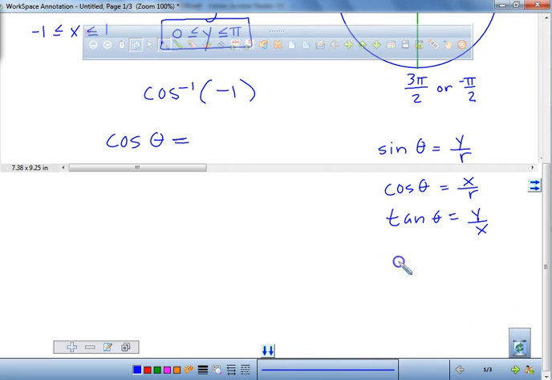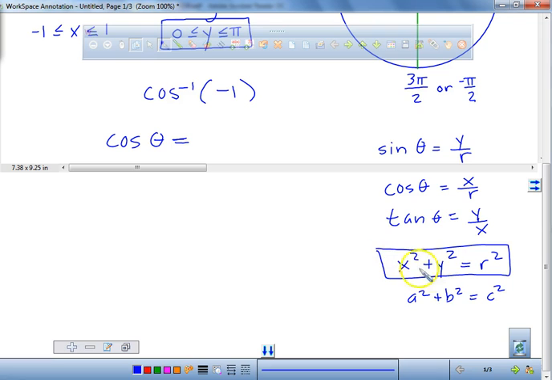Another thing that everybody needs to be aware of is x squared plus y squared will always equal r squared, which is still the whole a squared plus b squared equals c squared. So this is a formula: when you have x and y, you can find r. Or if you have r and y, you can find x. So you need to know these three. You also need to know this formula.